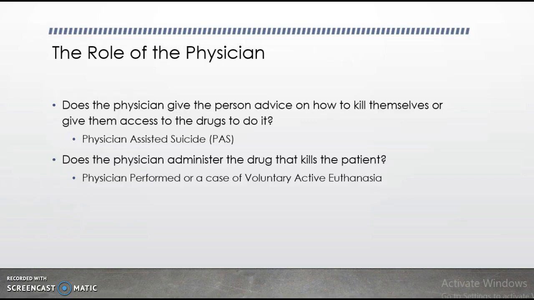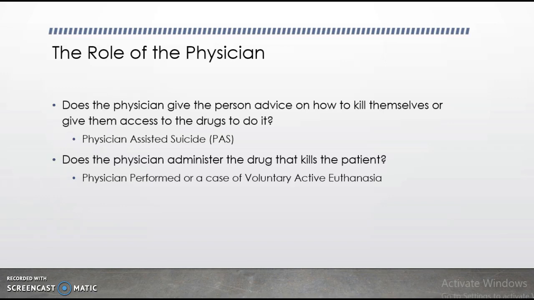Okay, and then another distinction we have to get a handle on is the role of the physician. So there could be two ways, at least two ways, the physician plays a role in cases of euthanasia and assisted suicide. One is the physician could merely assist the patient. Whereas on the other hand, you could have the physician actually performing the action on the patient.